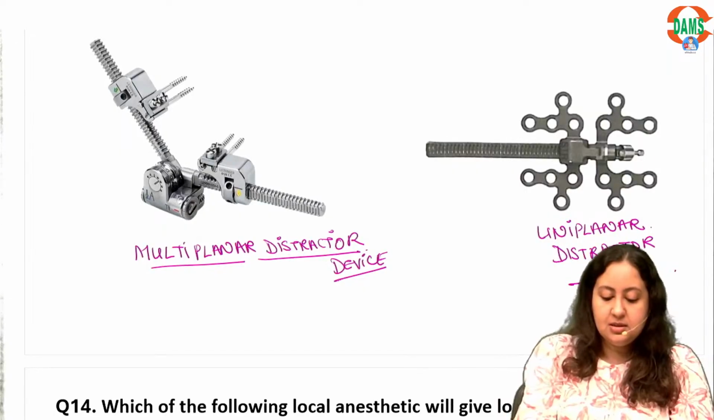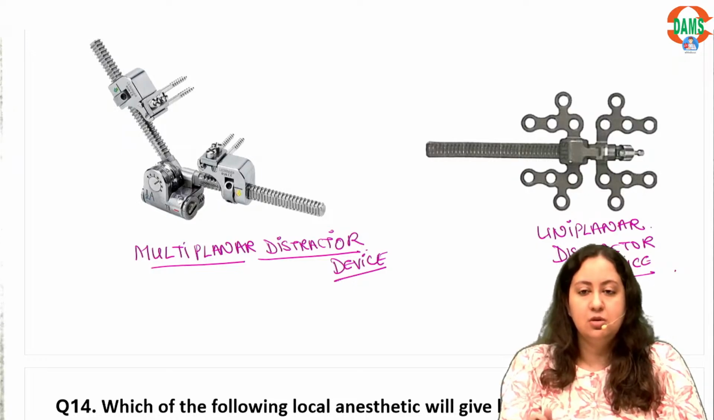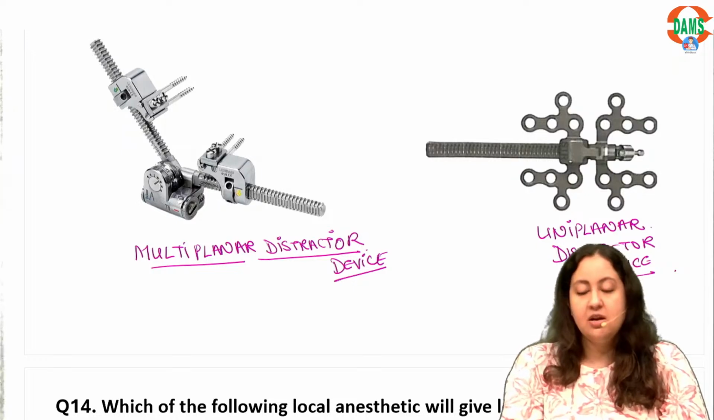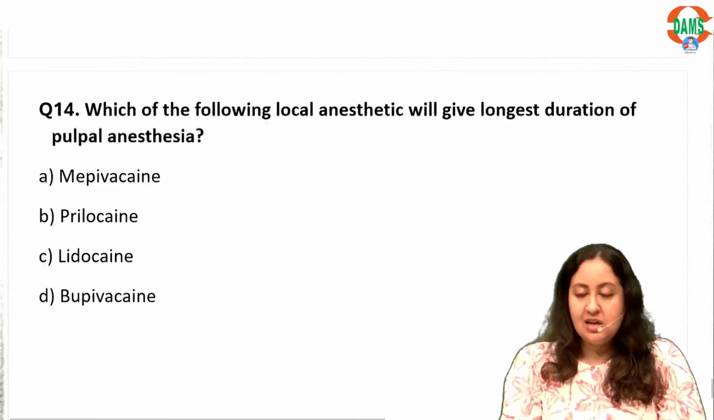So the multiplanar one can cause movements in multiple planes, in two planes, and uniplanar can distract only in one direction. Coming to the last question for this session.